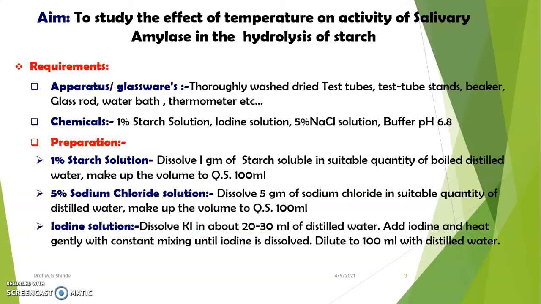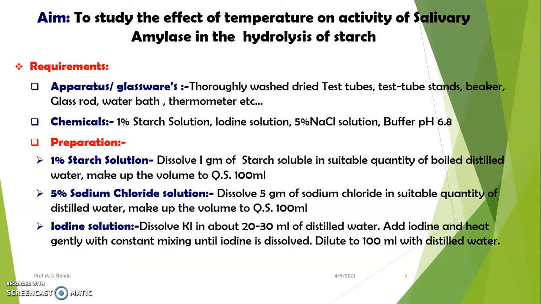Now the preparations. For 1% starch solution, we have to dissolve 1 gram of soluble starch in a suitable quantity of boiled distilled water. Make up the volume to quantity sufficient 100 ml. Next, 5% sodium chloride solution. We have to dissolve 5 grams of sodium chloride in a suitable quantity of distilled water and make up the volume up to 100 ml.